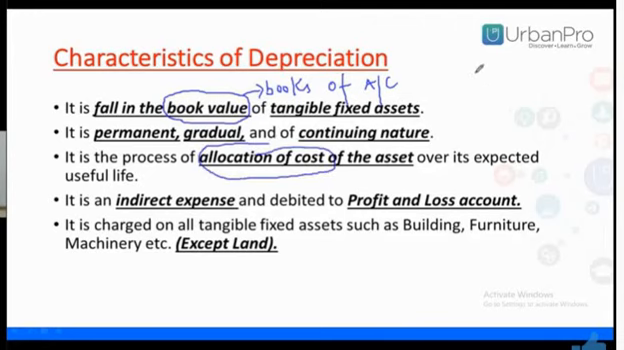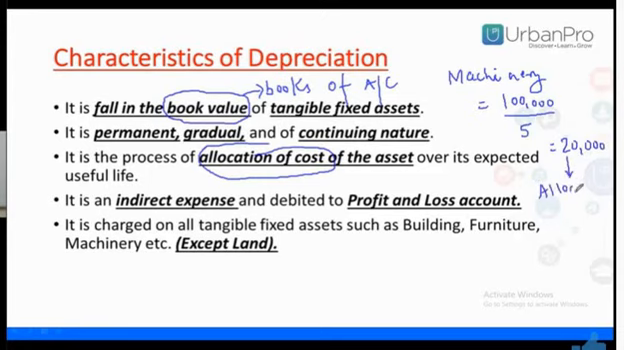Here, allocation of cost means if you buy a new machinery for rupees 1 lakh, then we allocate its cost to a number of years. For example, its useful life is 5 years. Then per year depreciation would be 20,000 rupees, and we allocate this amount over the expected useful life of the asset. Expected useful life here is 5 years. So we charge depreciation of 20,000 and we debit it in the P&L account every year.